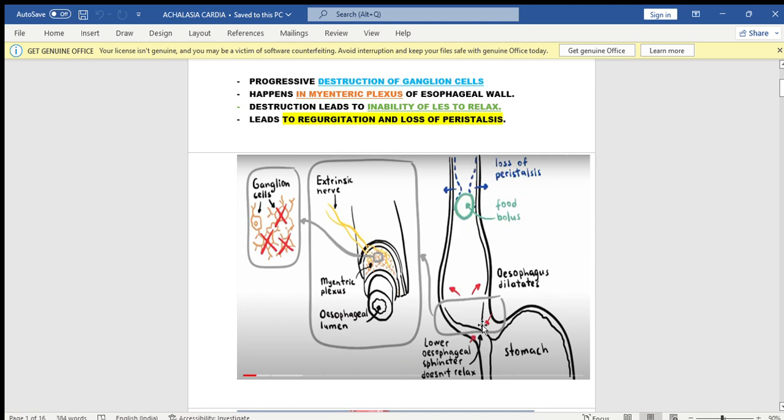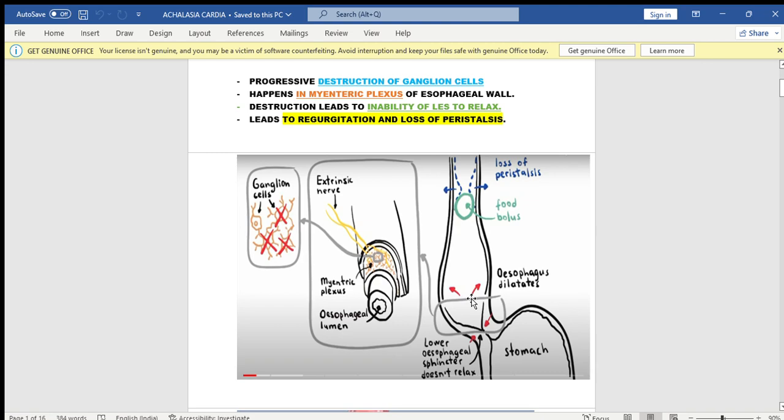So this is the lower esophageal sphincter, and from here it is the connection. The food then passes into the stomach. This lower esophageal sphincter has to relax if your food bolus has to pass through the esophageal tube by the movement of peristalsis into the stomach. When this relaxation is not happening due to destruction of ganglion cells in the myenteric plexus, this leads to a condition called achalasia cardia.